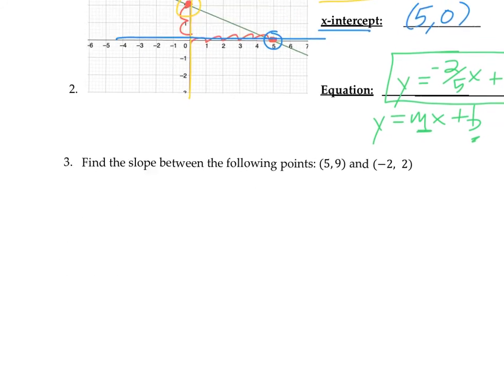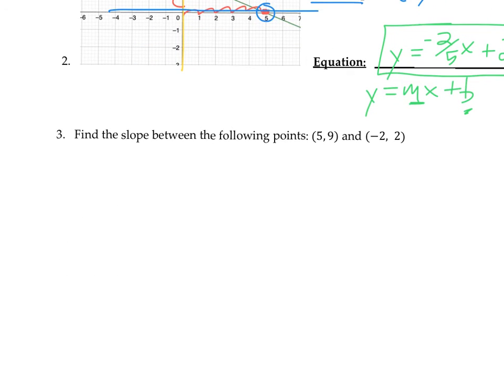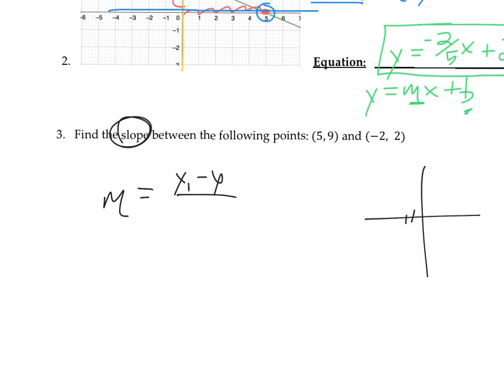Lastly, problem 3. When finding slope, you can find it from a graph. You could even do a quick graph if you wanted to. But there's also a formula where you just subtract your y values on top and your x values on the bottom. So I'm going to subtract my y values, 9 minus 2. And I'm going to subtract my x values on bottom. If you're subtracting a negative number, draw in 2 negatives.